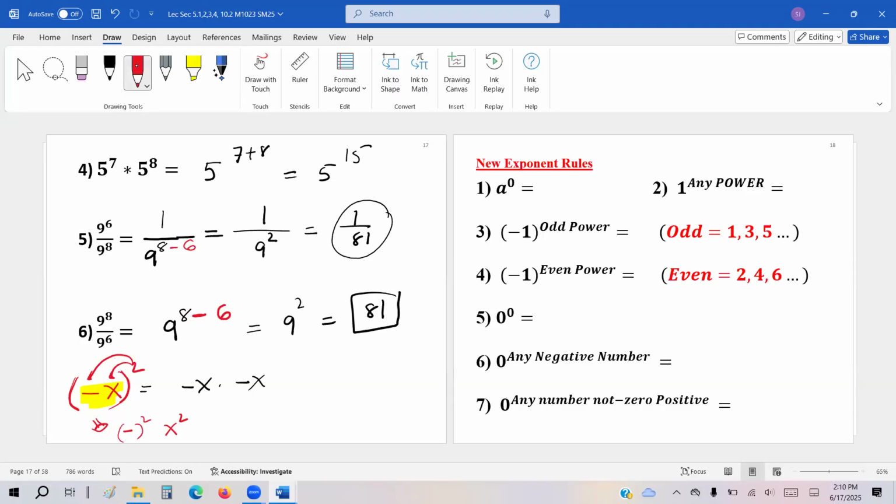Negative squared means you're multiplying negative twice. So what do you get? Positive. So it's positive x squared. Same thing here. Negative times negative turns into positive. x times x turns into x squared. So you get the same result.